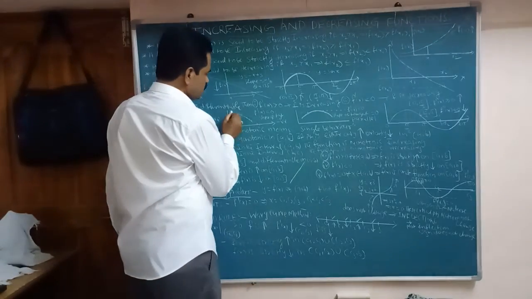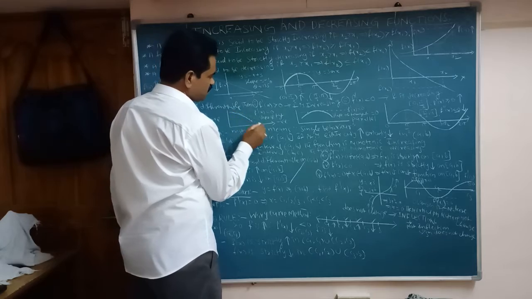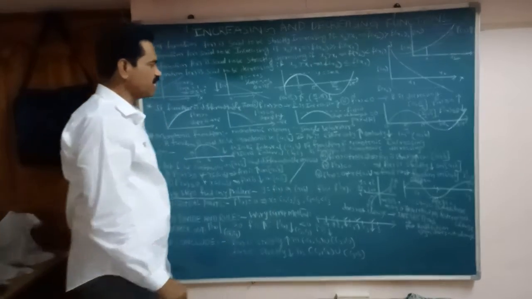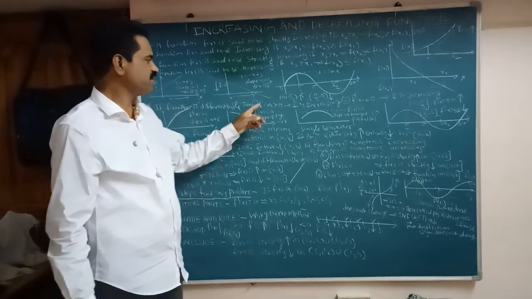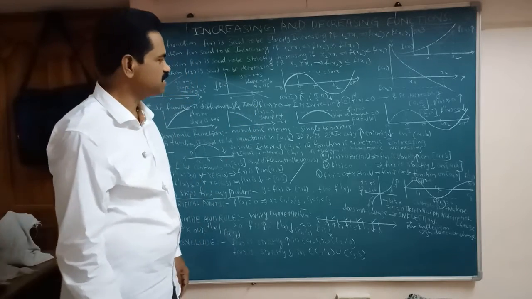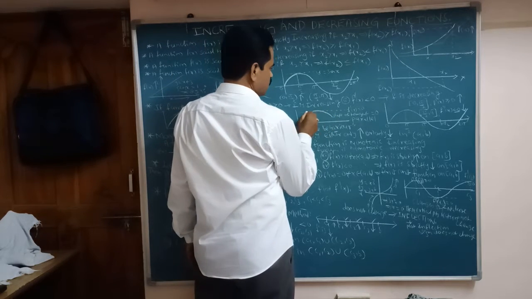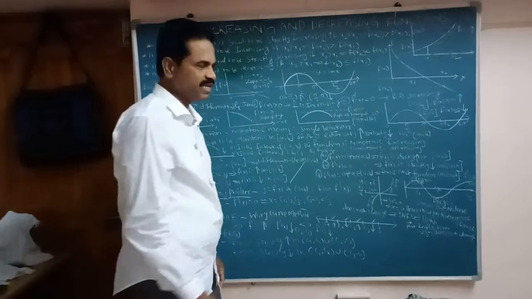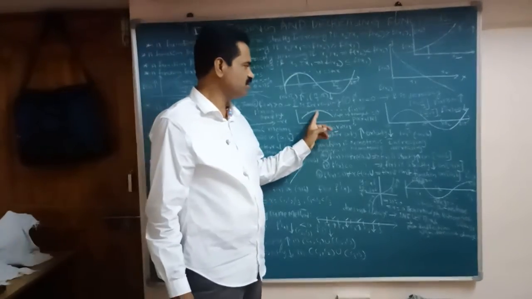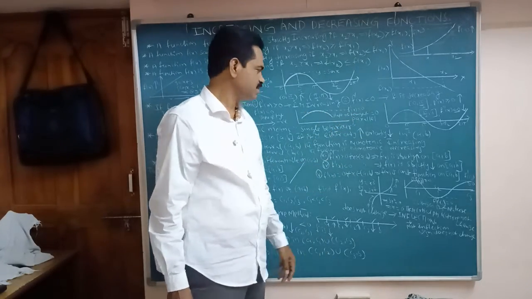Observe here, this is a downward curve. These are the tangents. The slope of the tangent is negative here, so f dash x is less than 0. Here there is no change; the tangent is parallel to this line. So f dash x equals 0, the slope of the tangent is 0, and the tangent is parallel.